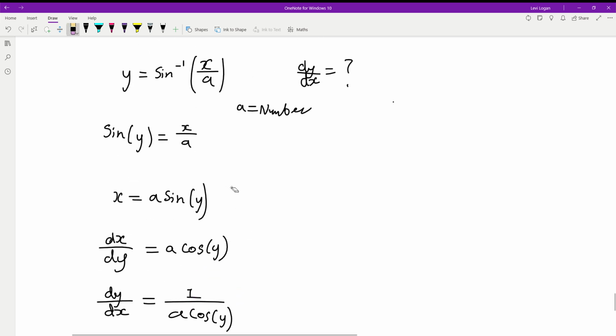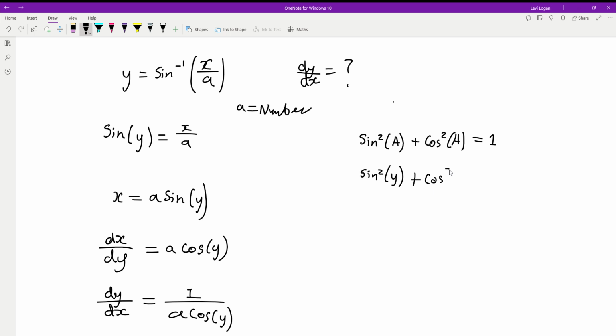So we've got to work out what cos of y is. So a great way to do this is using Pythagoras' identity. So sine squared of an angle plus cos squared of an angle is equal to 1. So that means sine squared of y plus cos squared of y is equal to 1. Now we want to get cos of y by itself. So I move the sine squared y onto the other side. So I get cos squared of y equal to 1 minus sine squared of y. Then I'm going to square root both sides.